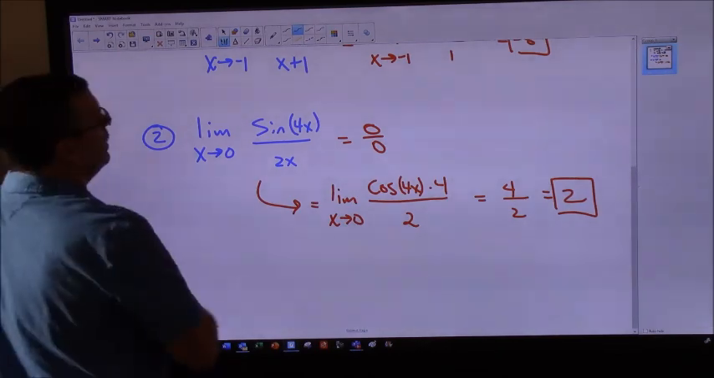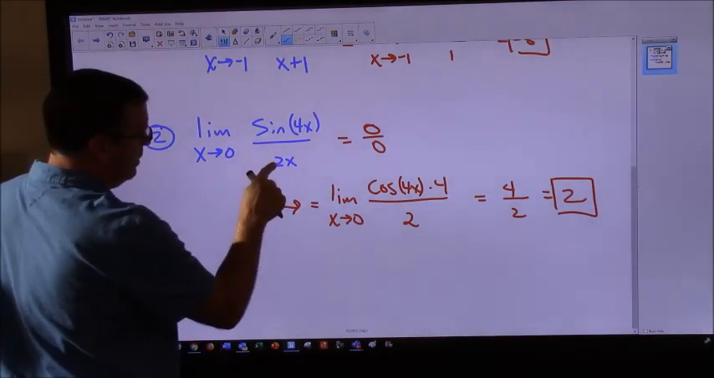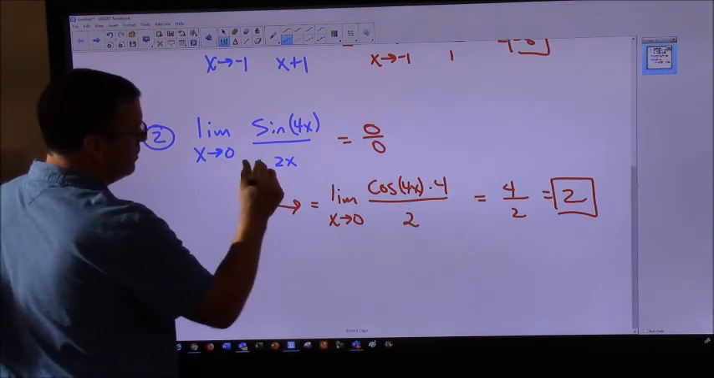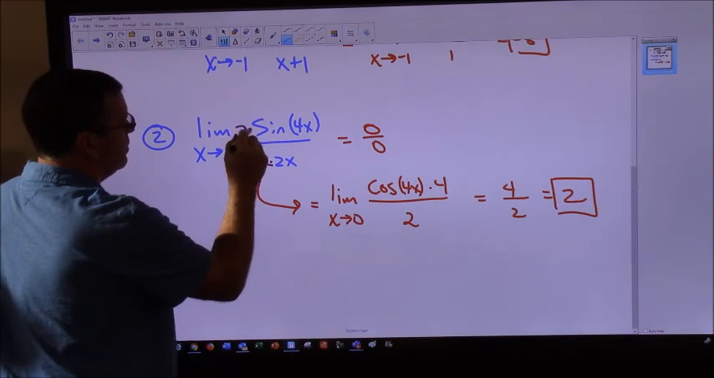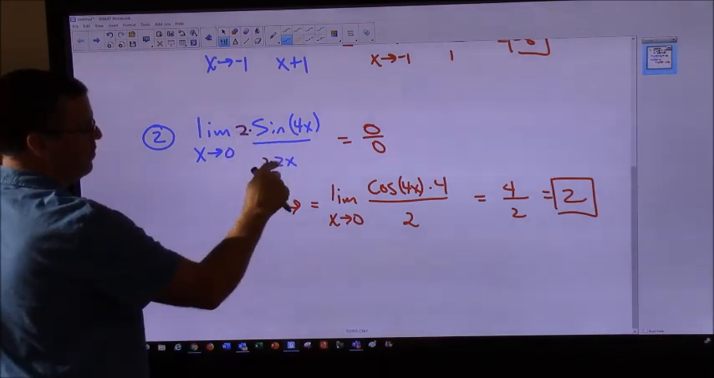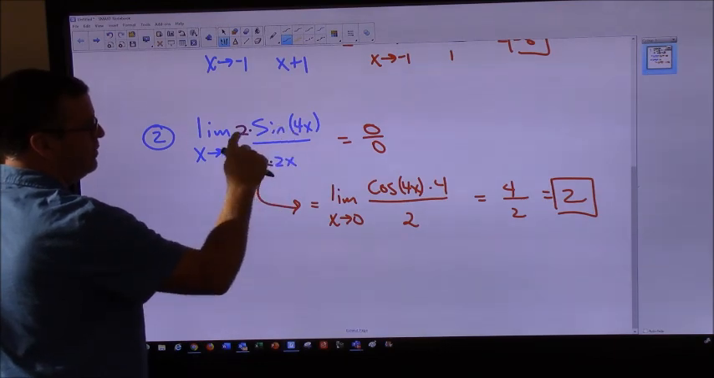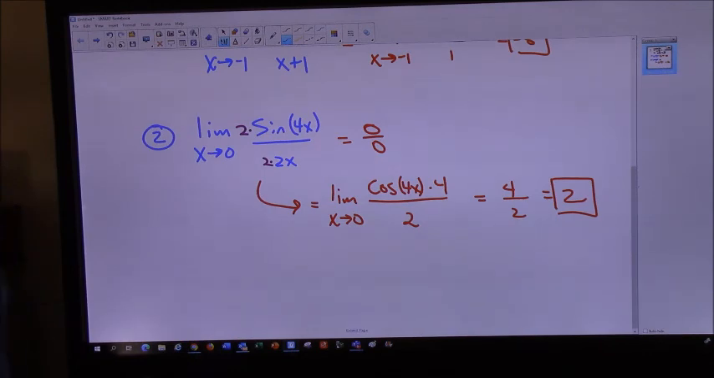Had I done this with our special limit, I would have said, I want to make this equal 4x, so I'm going to multiply this by 2, and you have to do the same thing to the top. And so now I know that the limit of sine of 4x over 4x is 1, times 2 is 2. So just another way to get to that answer.